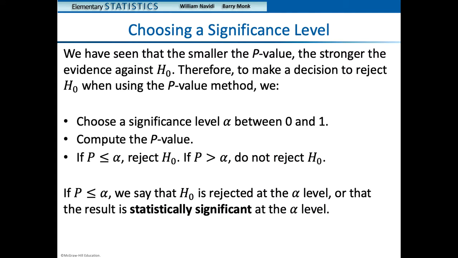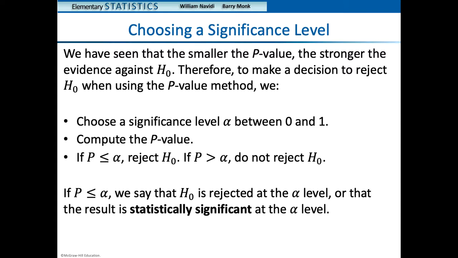So that begs the question, how small does it need to be before we choose to reject it? What's the cutoff? That is a very good question. What we typically do is choose that cutoff value before we even conduct the test. We choose a number, and we say if the p-value is less than or equal to this number, I'm going to reject the null hypothesis. We call that number the significance level, or the level of significance.